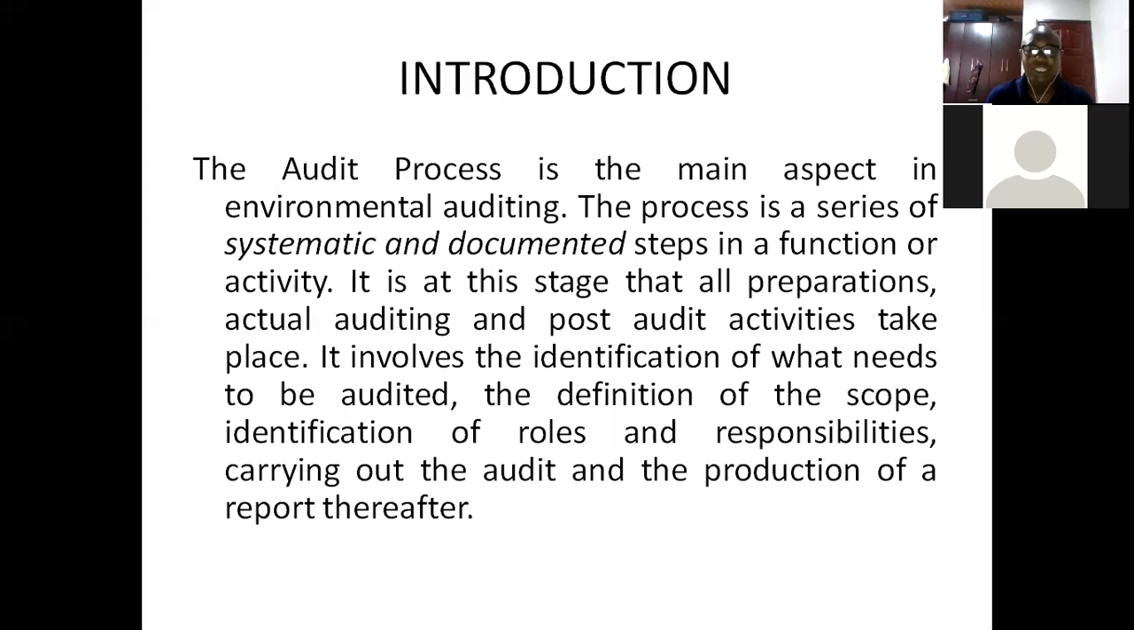Last week, we talked about environmental auditing. What is environmental auditing? What does it involve? The types of audit process that were involved, we talked about it. So at this stage, we want to know what an audit process involves. It involves the identification of what is needed to be audited, the definition of the scope, identifying the roles and responsibility for carrying out the audit, and the production of a report.